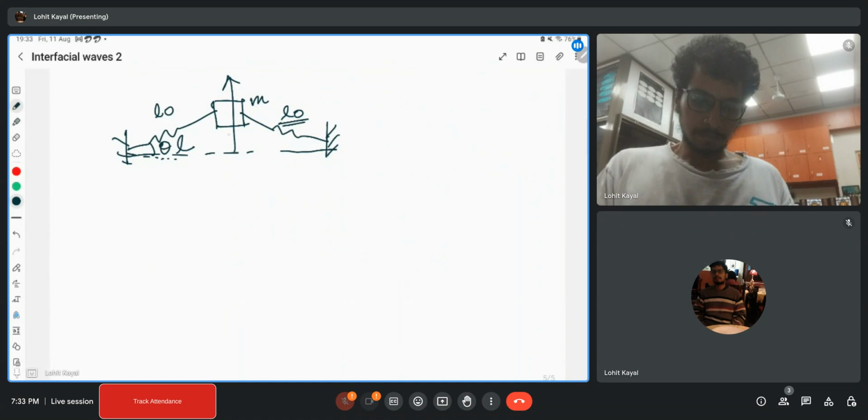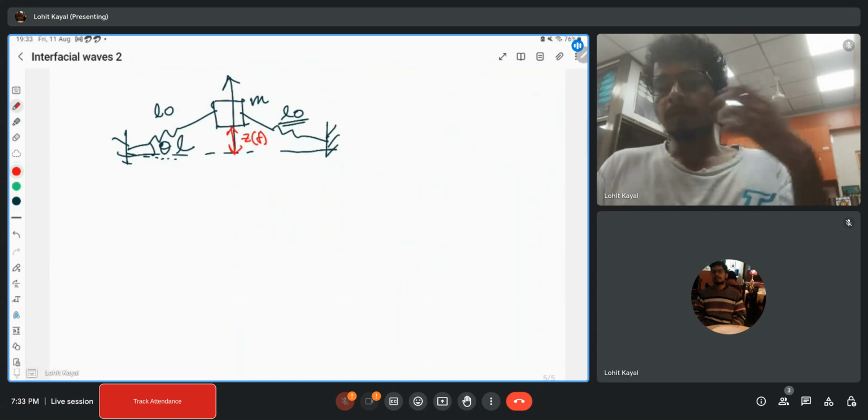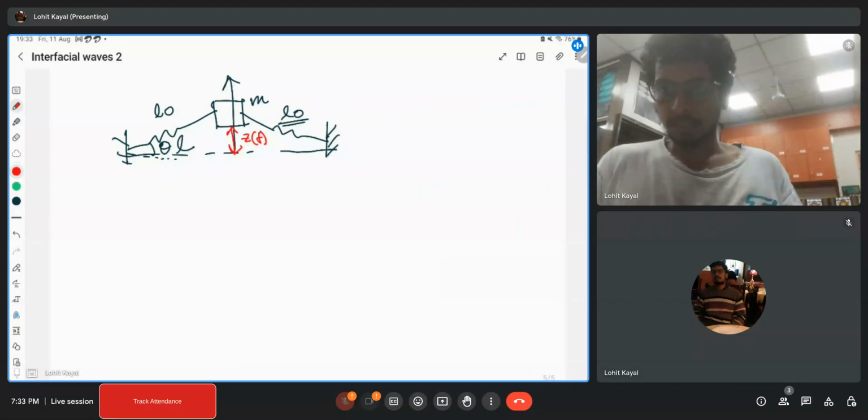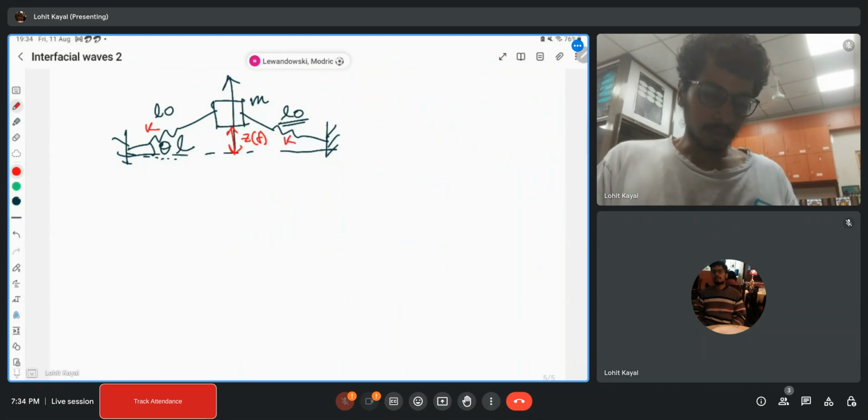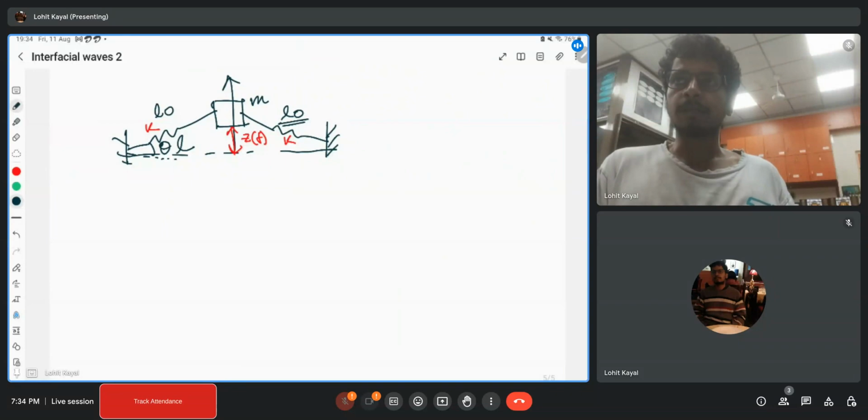This displacement is z of t. Now you need to find what is the governing equation for this system. So yeah, its mass is m and the spring constant for both of these is k. So you can very easily see that this is a very easy system.